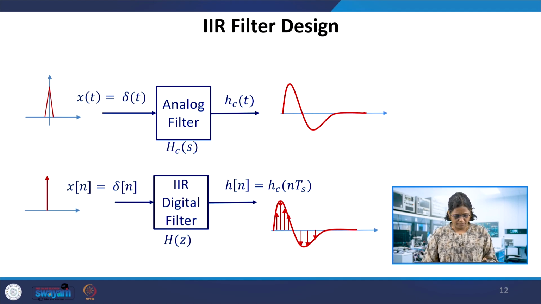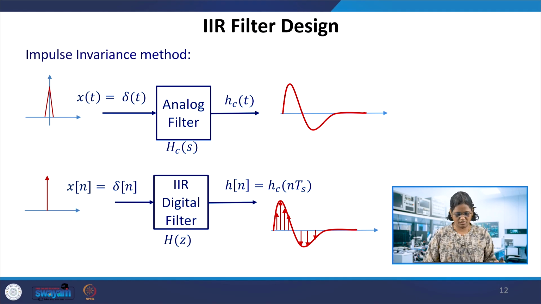What is the impulse invariance method? Let me give a few details. Suppose we have an analog filter with the transfer function Hc(s), where s is the Laplace variable. If you give the input x(t) as delta(t), the continuous time impulse input, the analog filter responds with hc(t), which is the impulse response of the analog filter.